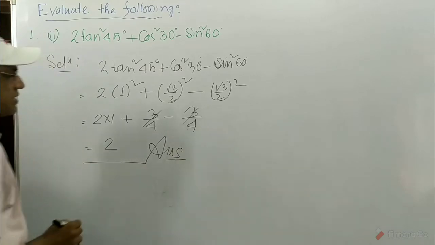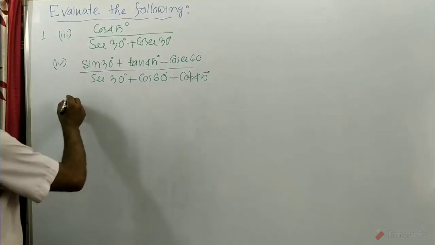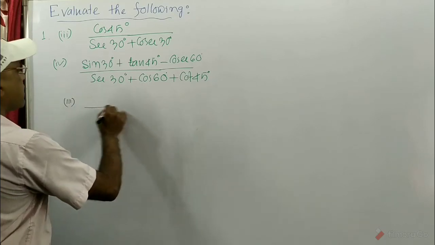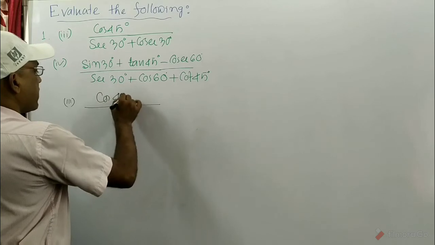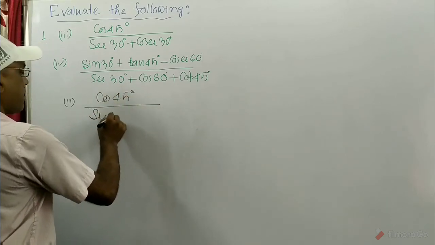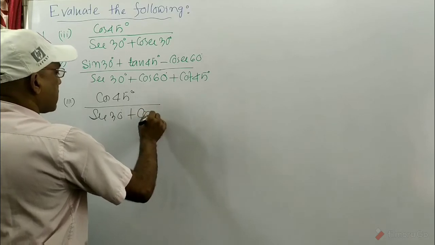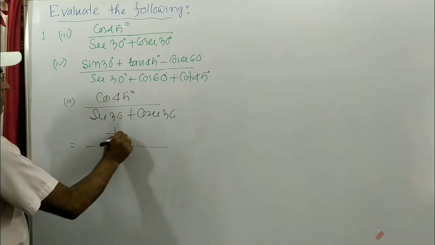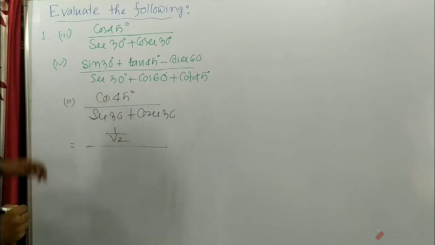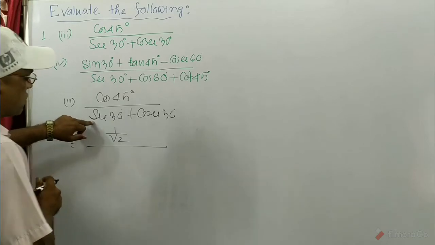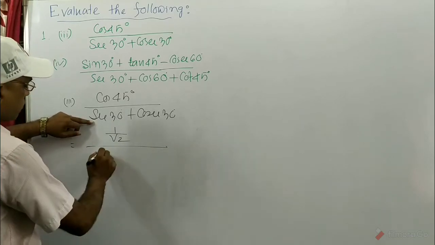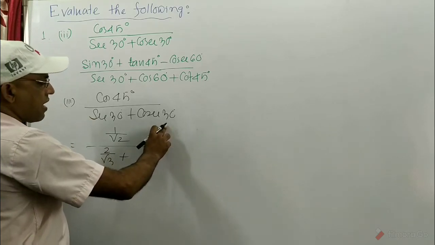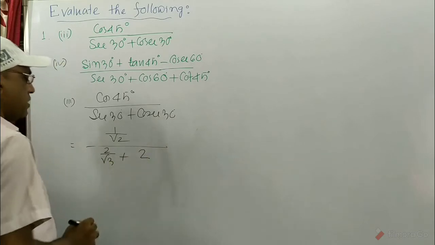This is our answer. So we consider number 3. Here we are given cos 45 degree divided by sec 30 degree plus cosec 30 degree. From the table, cos 45 is 1 by root 2, and sec 30, since cos 30 is root 3 by 2, is 2 by root 3. And cosec 30: sin 30 is half, so cosec 30 is 2.